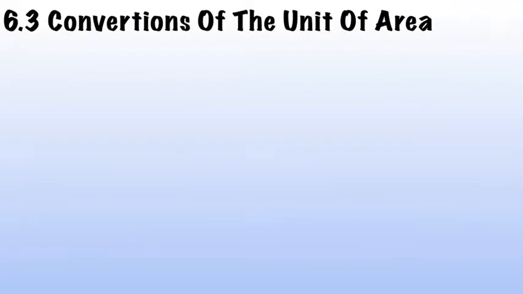So the last part of this chapter, 6.3, we are going to talk about the conversions of the unit of area. For the first one, we are going to convert cm to mm. So 1 cm square means 1 cm times 1 cm, right? 1 cm equals 10 mm. So we take 10 mm times 10 mm to get 100 mm square. 10 times 10 will get 100. Mm times mm will get mm square.